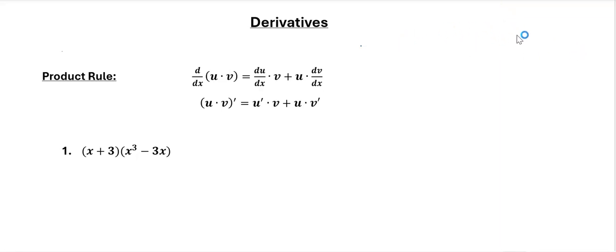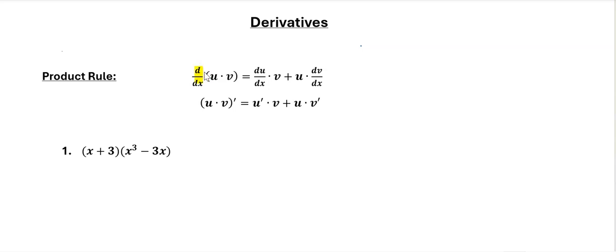Hello, in this video we will see how to apply the product rule for derivative. So what the rule says, this is the standard form: d by dx of u dot v equals du by dx dot v plus u dv by dx.